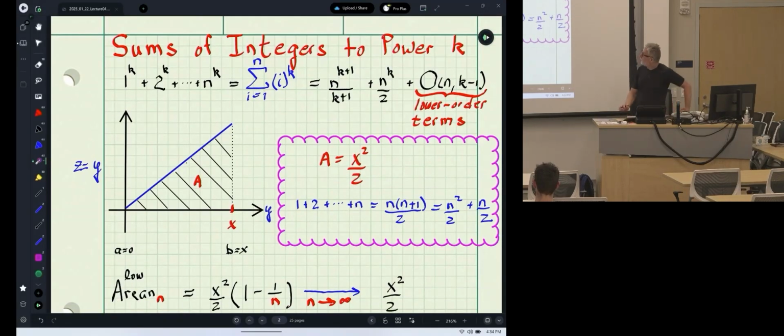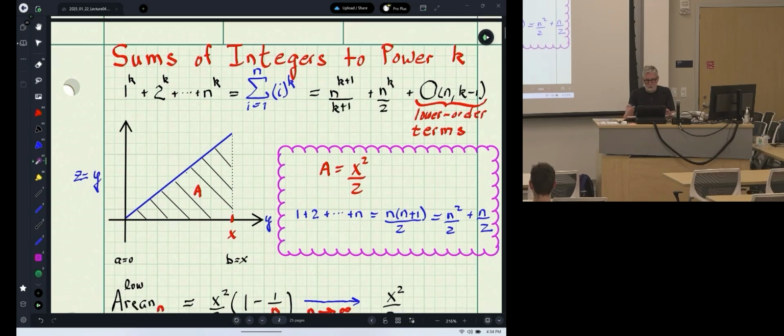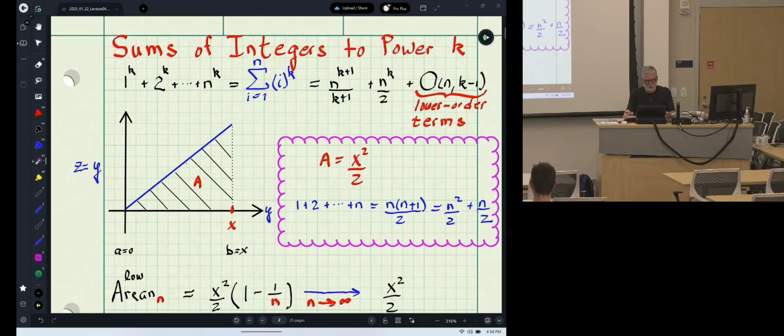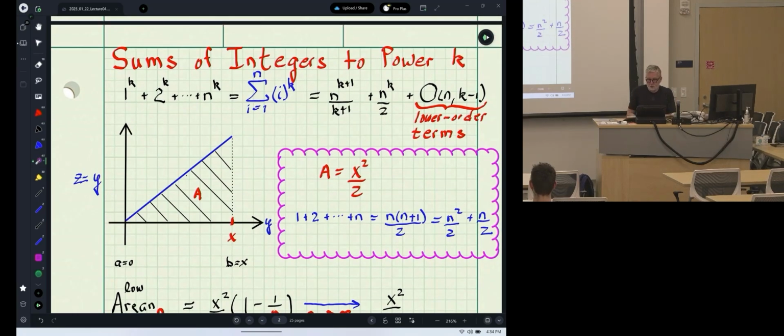So one of the tools we're going to need is sums of integers. So we've looked at sums of integers from 1 to n to power 1, and we got n times (n plus 1) over 2. And you can work it out for all the various powers, and you'll be doing it in your homework for k equals 2 next week.